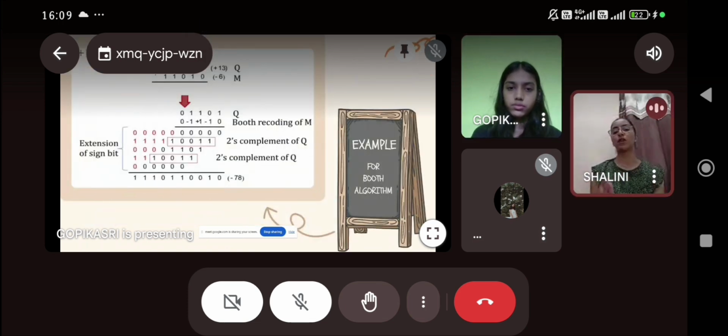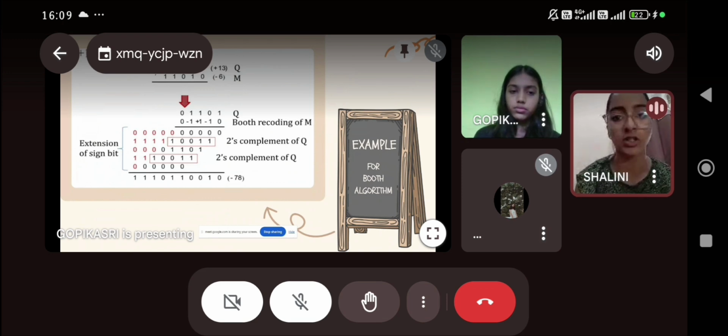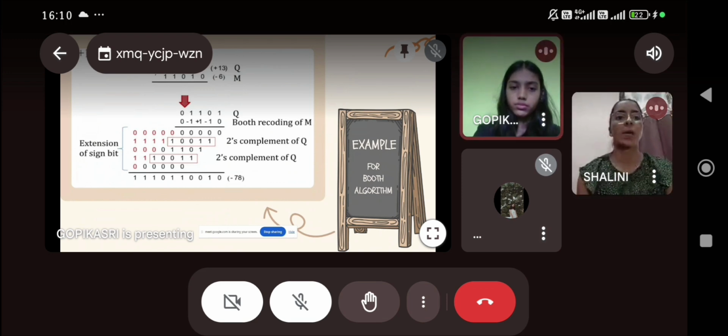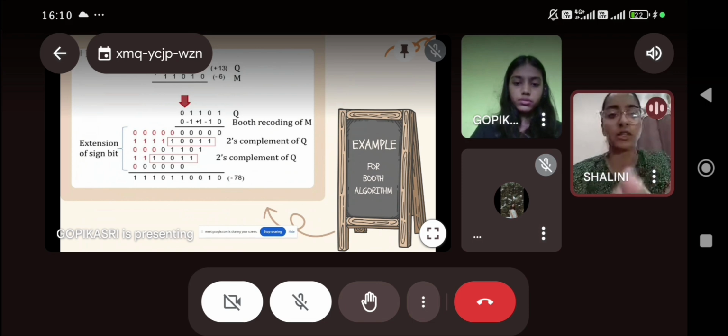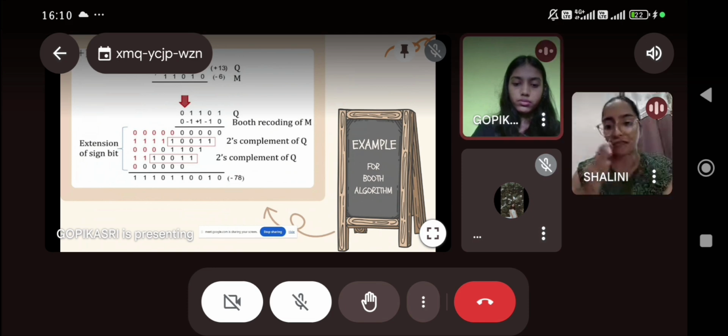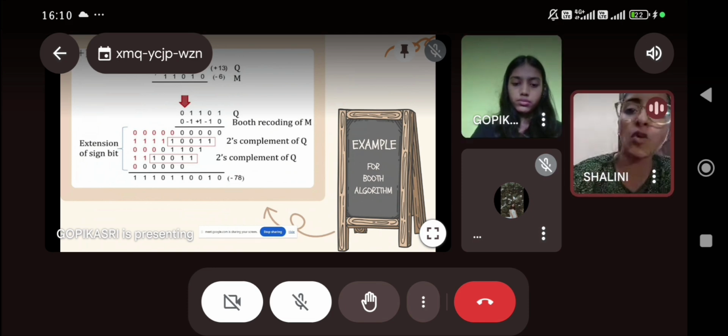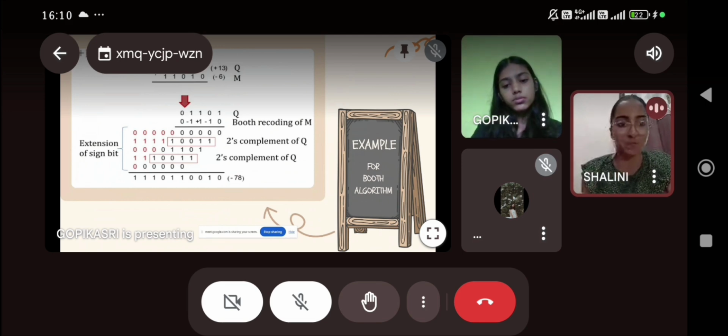Example for Booth algorithm using Booth's recoded multiplier table. Plus 13 into minus 6. Plus 13, the binary digit according to the 8421 is 01101. So 1 will be there in the 8 position, 4 position and 1 position, which makes 13. And we have taken it in 5 bits to know whether the number is positive or negative.